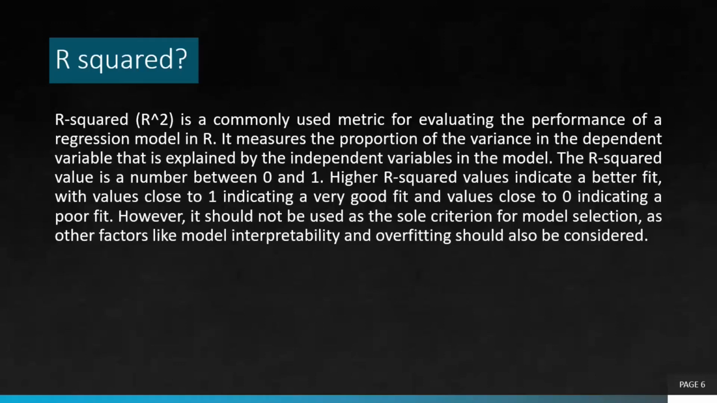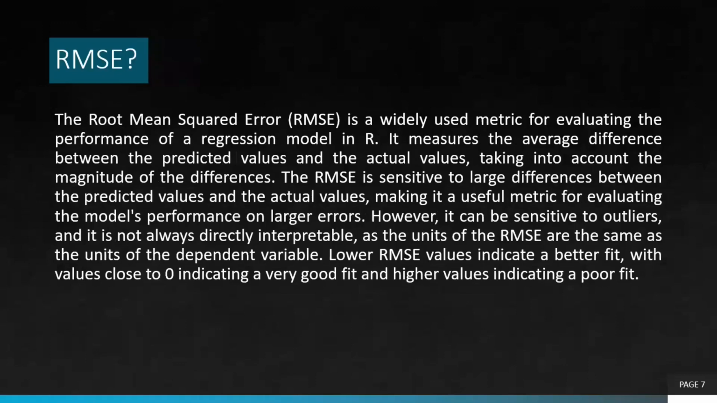So let's move forward. Next, we have RMSE. The root mean squared error is a widely used metric for evaluating the performance of a regression model in R. It measures the average difference between the predicted values and the actual values, taking into account the magnitude of the differences. The RMSE is sensitive to large differences between the predicted values and the actual values, making it a useful metric for evaluating the model's performance on larger errors.